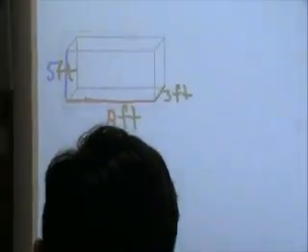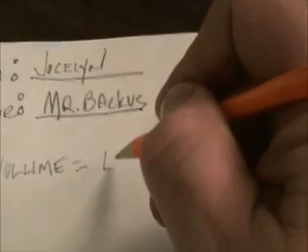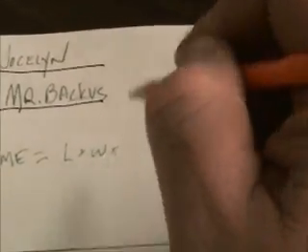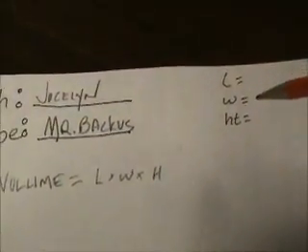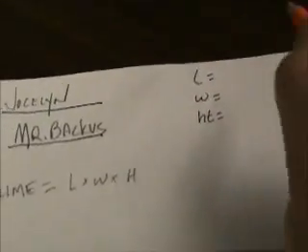Equals. The length is 3. Okay. Then the width is, which is 5 times 8 times 3. So list that down: L times W times what? H. This object right here is the object you're trying to find, which equals 5 times 8 times 3.